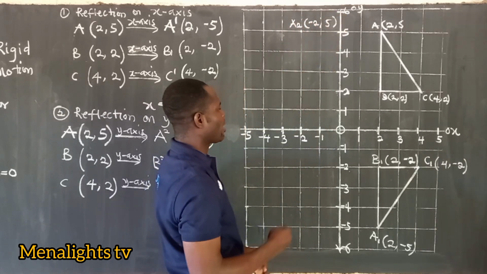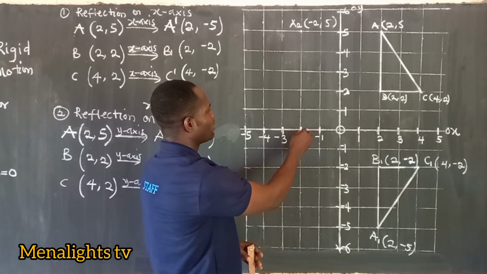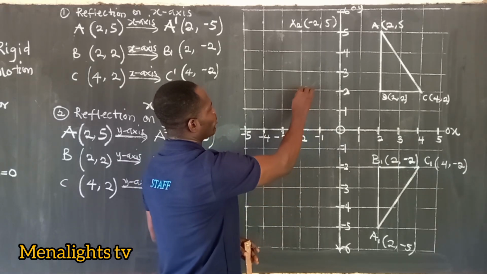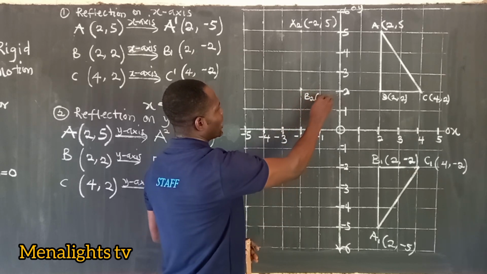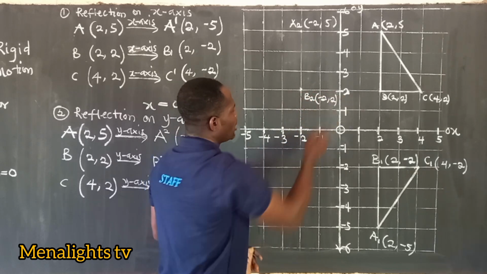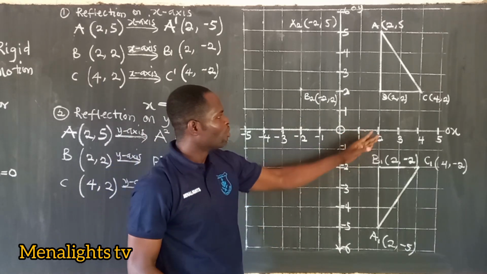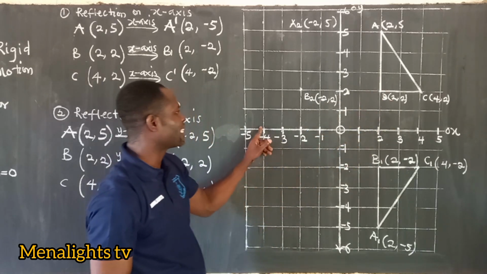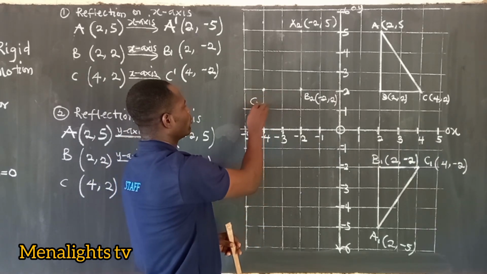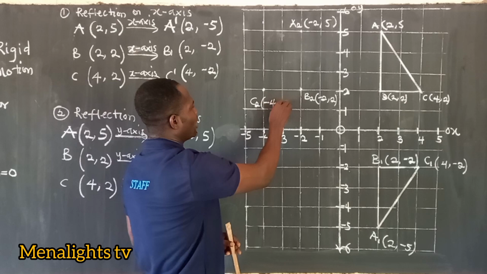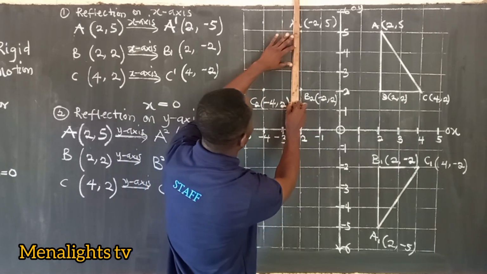Negative 2, 5. We have the second one, negative 2, 2. So negative 2, 2 is here as well. So that's my B2, negative 2, 2. Then I come to my C2. We have 4, 2 there, which becomes negative 4, 2. So I have it here, my C2, negative 4, 2. So let's join the points to form a triangle.